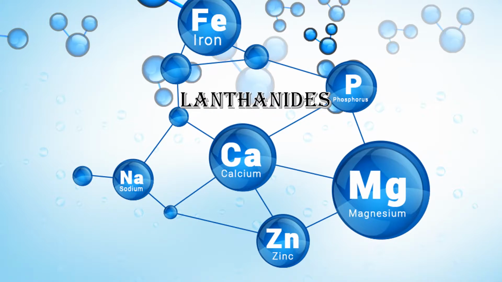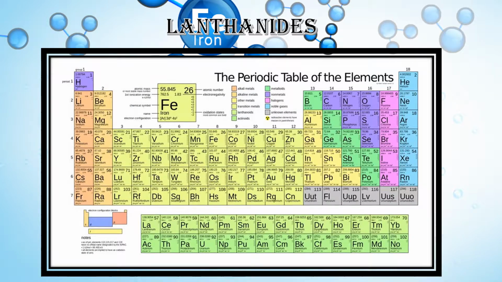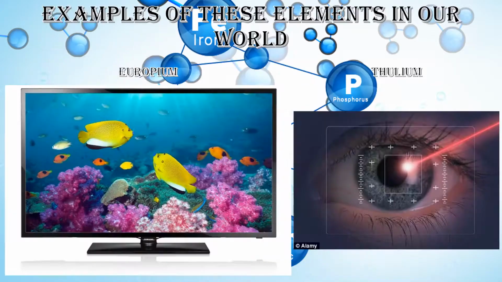Now, the lanthanides. All the elements in this group have a charge of +3, and these guys are right here. They're often forgotten because they're shoved down here at the bottom of the table, away from all the other ones. The lanthanides have high melting and boiling points. This group is also very reactive. Examples of the lanthanides in our world are europium, which is used so we can see color on our TVs, and thulium, which is used for laser surgery to help people's eyes.